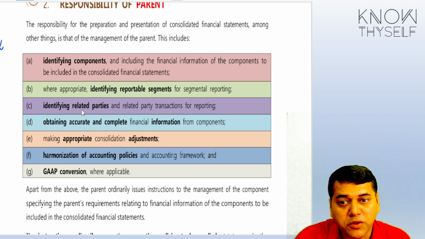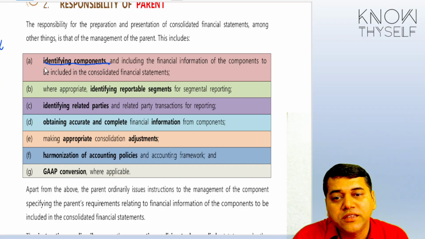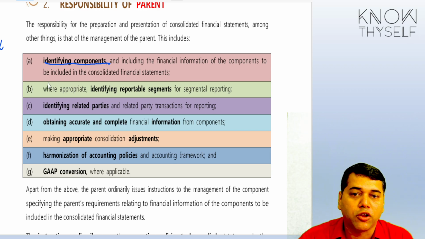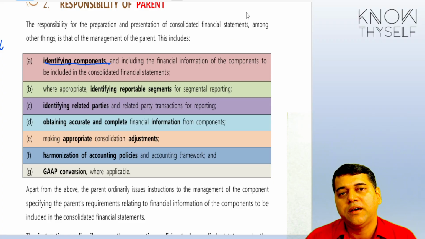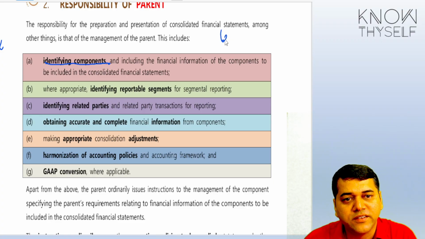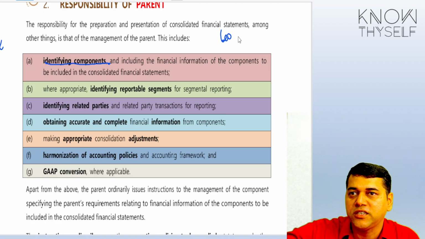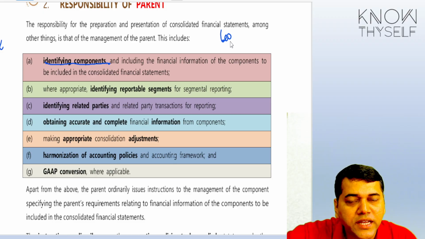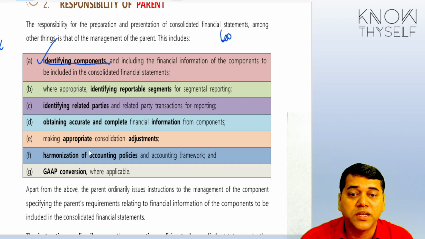First, their responsibility is to identify the component which has to be included in the financial statement, because they know whether they are controlling it or not. Because we cannot just go with the rule of 51%. As part of SA 600, what is the procedure you have to see? You have to go and check the register, the returns filed with the ROC and all. That's fine. But are you really controlling an entity or not? That you know. So first you identify, that is your responsibility.